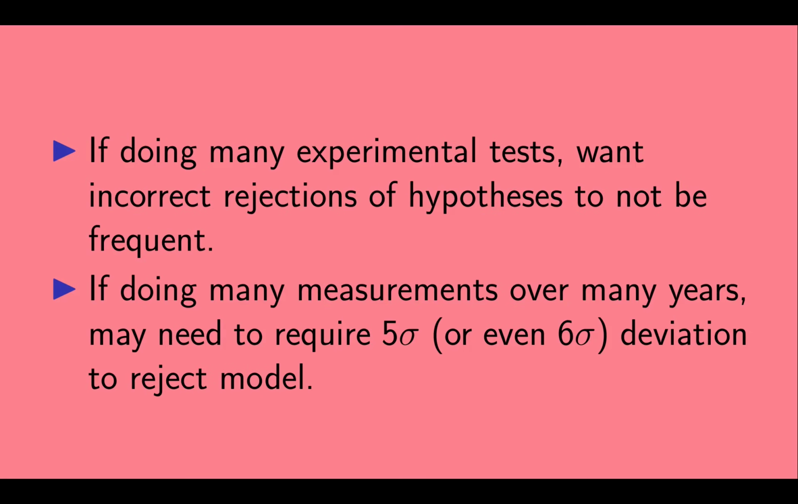If we are doing many experimental tests, we want incorrect rejections of hypotheses to not be frequent. So, if our field is doing many measurements over many years to test this model, we may need to require a 5 sigma or even 6 sigma deviation between the measured and predicted values in order to reject the model.